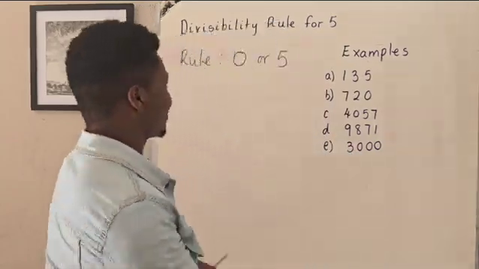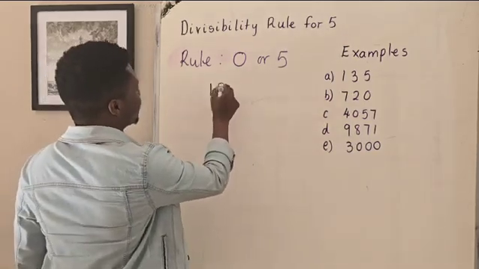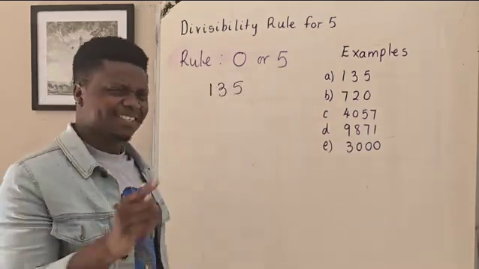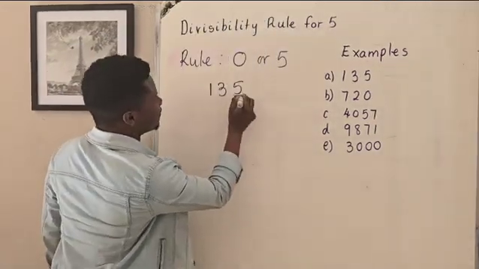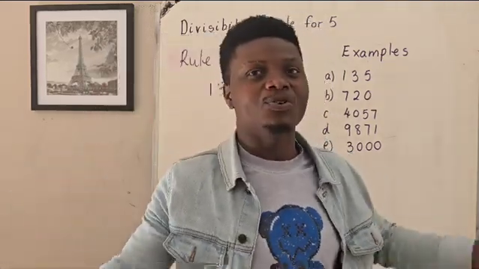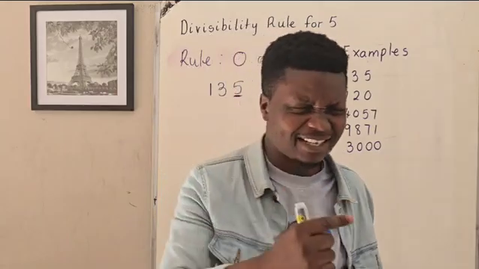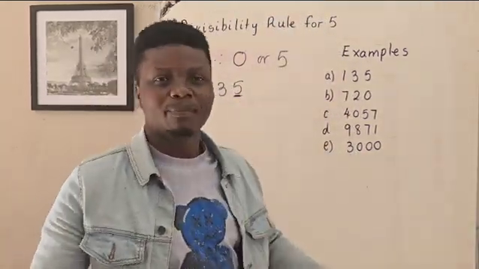Okay, so let's have some sums right here on the board. I have 135. Is this number divisible by 5? Let's check. What is your last digit? 5. Therefore, it is divisible by 5. So I don't need to crack my head and ask, can 5 divide this number? Yes, because it ends with a 5, it is divisible by 5.